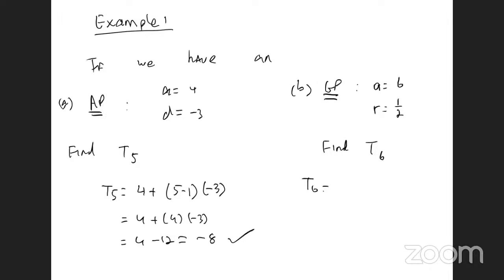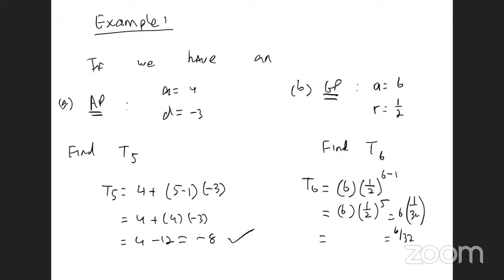And T6 now, remember the formula is A by R to the power of N minus 1. So that's 6 by a half to the power of 5. A half to the power of 5 is 1 on 32, so that'll be 6 on 32, which is the same as 3 over 16. Okay? So that's the way you use the formulas for AP and GP.